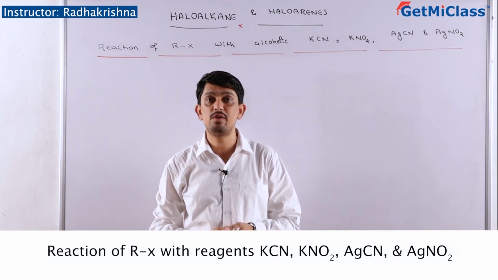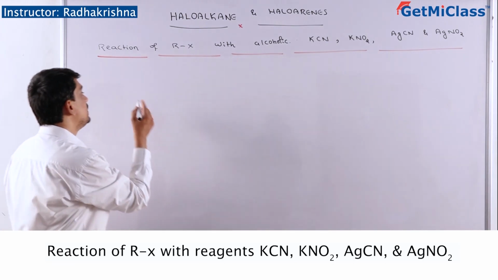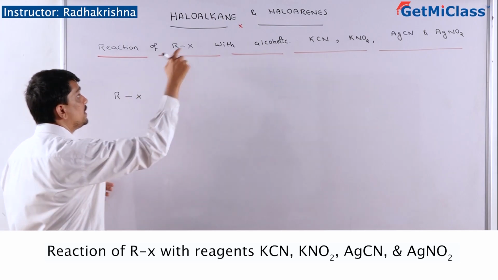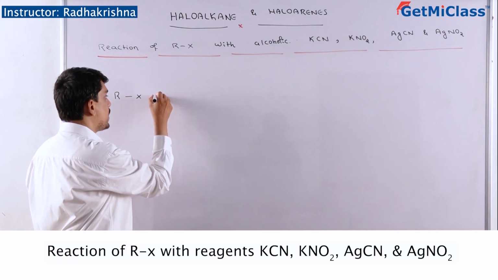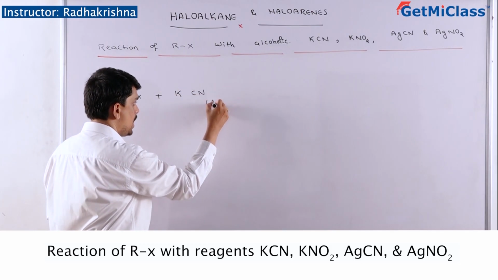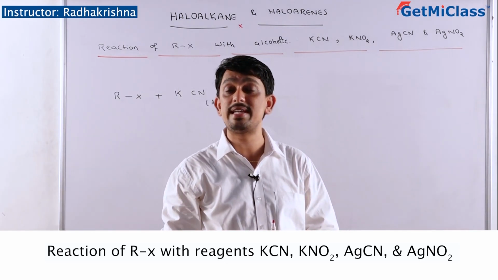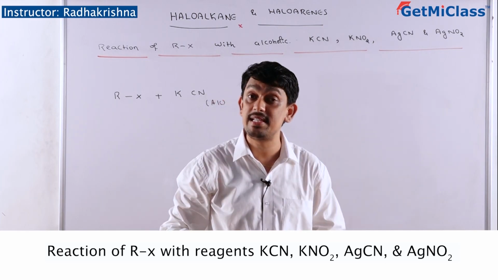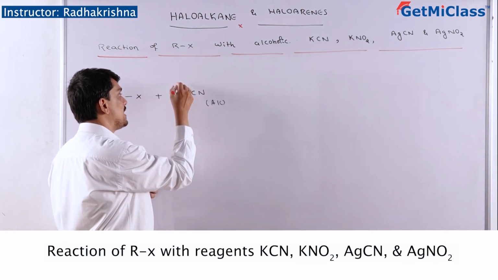Students, let's see some of the very important substitution reactions of Rx. First one, reaction of alkyl halide with the alcoholic potassium cyanide. So I'm writing alcoholic potassium cyanide. One point you remember always, potassium compounds are ionic in nature. In the ionic compound, particles exist as ions. So I'm taking here particles as ions.